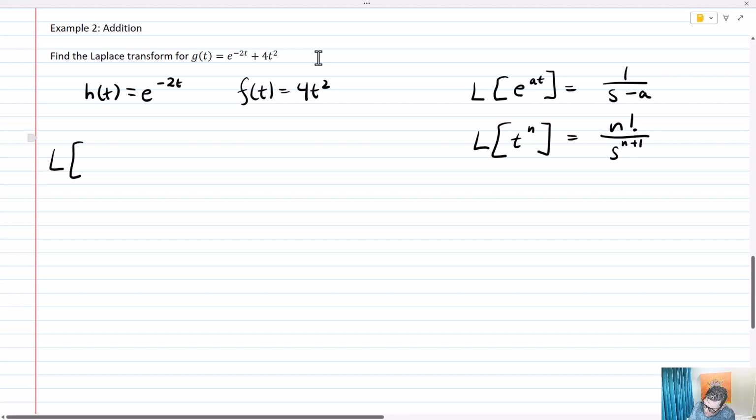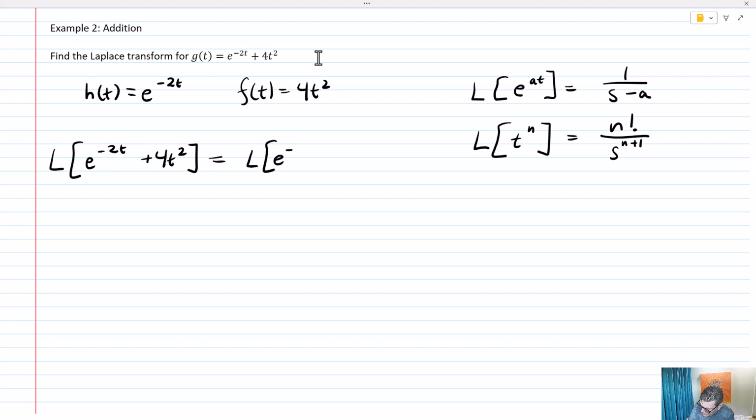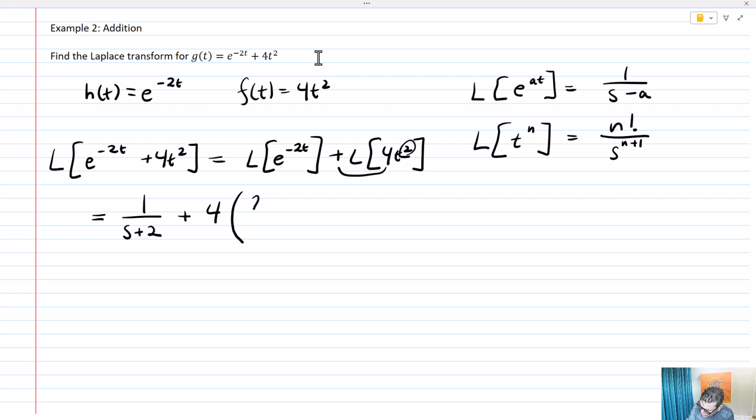So the Laplace transform for e^(-2t) + 4t squared is going to equal the Laplace transform for e^(-2t) plus the Laplace transform for 4t squared. For the first one, we've got 1 over s minus a. a is going to equal negative 2, so this is 1 over s plus 2, plus, and then we'll pull out the scalar 4, so this is 4 times 2 factorial divided by s^(2+1).